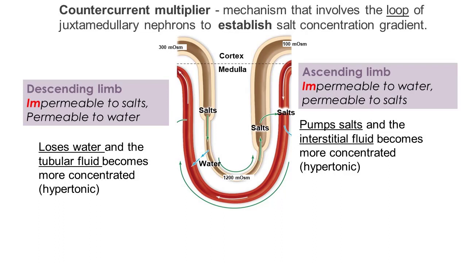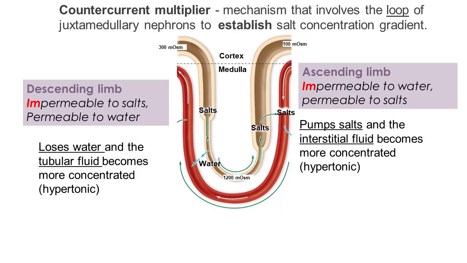Have we heard that number before? Yes, 300 milliosmol. Why does that sound familiar? Because that is the osmolality of your plasma, of your blood. So our filtrate in the proximal convoluted tubule is what kind of tonic relative to the blood? Hypotonic? No. If it's the same, it's isotonic. We're about to change it.